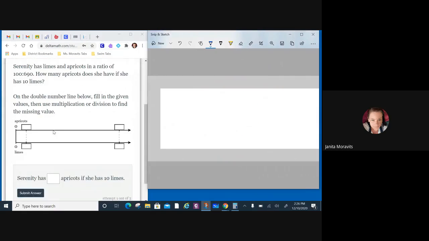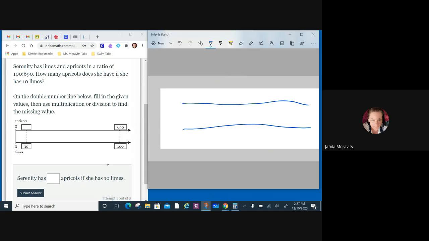All right, question 22. Serenity has limes and apricots in a ratio of 100 to 690. How many apricots does she have if she only has 10 limes? Okay, well, 10 limes are smaller than 100 limes. So we're going to put 10 right here, and we're going to put 100 right here. And when she has 100 limes, she has 690 apricots. And what we want to know is how many apricots there are when she only has 10 limes. So this time, instead of getting bigger, we are going smaller.